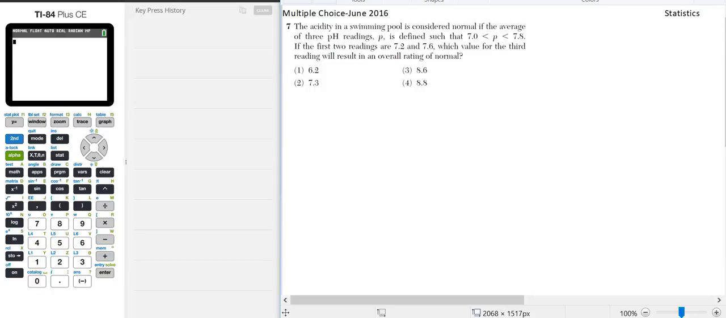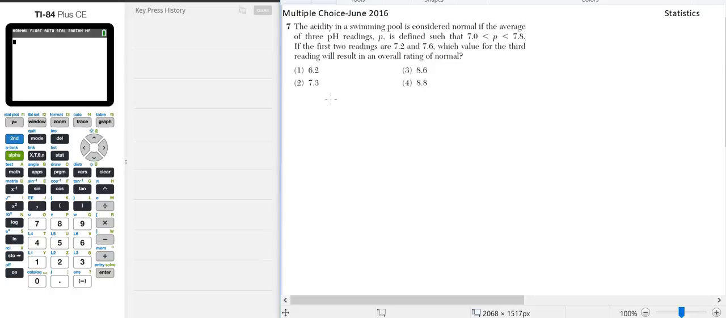If the first two readings are 7.2 and 7.6, which value for the third reading will result in an overall rating of normal? There's a lot of information given in this question. But what we need to do is find a third pH reading that will make the average of 7.2 and 7.6 and the third reading greater than 7 and less than 7.8.